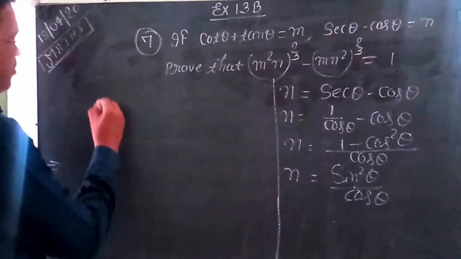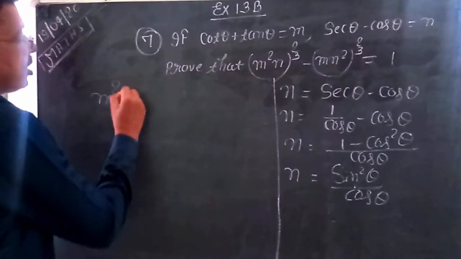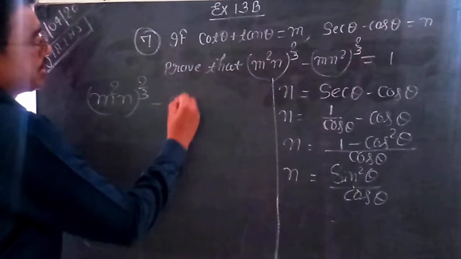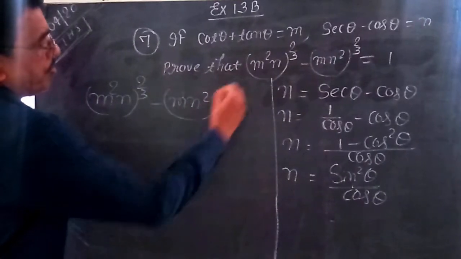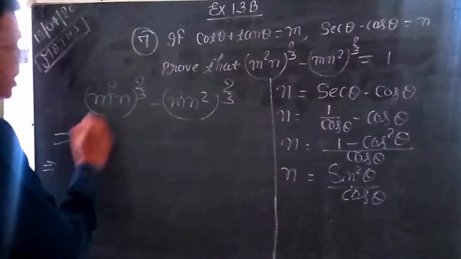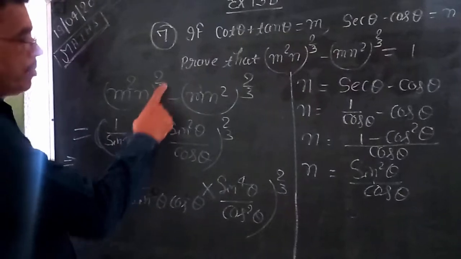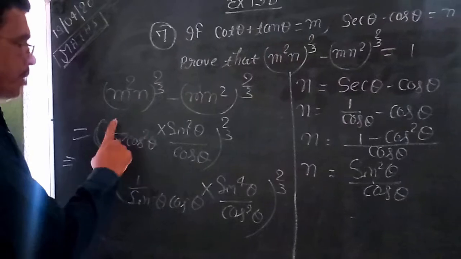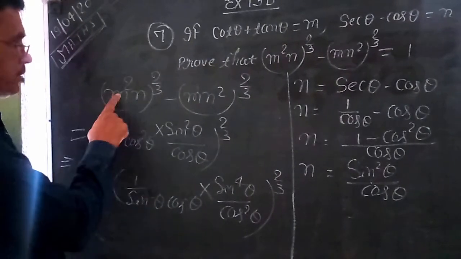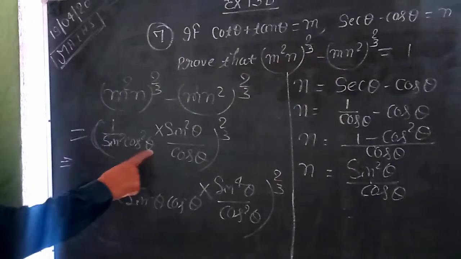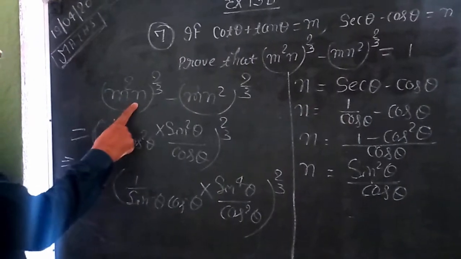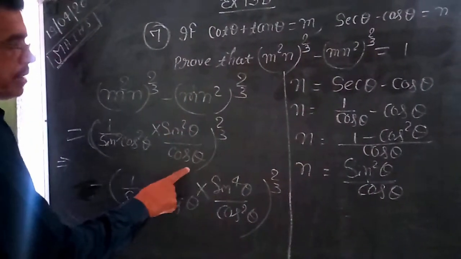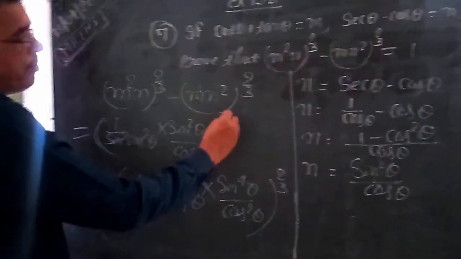That is (m square n) power 2 by 3 minus (m n square) power 2 by 3. What you get? (m square n) 2 by 3, (m n square) whole 2 by 3. Value of m is 1 by sin into cos. Then square it. So you write 1 by sin square into cos square into n, and n is sin square theta by cos theta. So write here (sin square theta by cos theta) whole power 2 by 3.